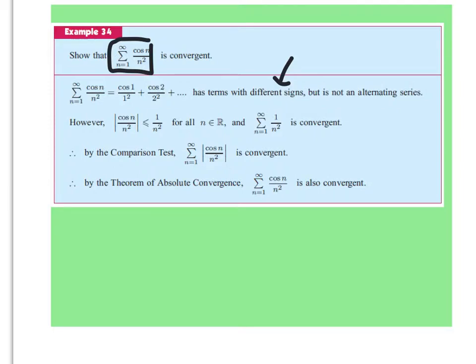So what I can do is say that this is true because cosine of n will oscillate between +1 and -1. So the absolute value of cosine of n over n squared would always be less than or equal to 1 over n squared. And since we know this is a convergent p-series, then by the comparison test, this has to be convergent. Therefore, by the theorem of absolute convergence, what we saw on the last page, the original series would also have to be convergent, okay?